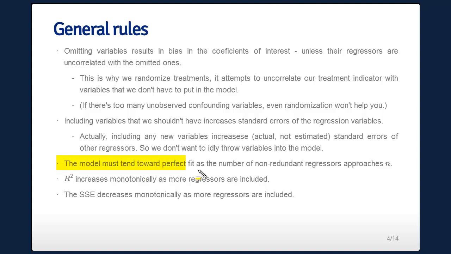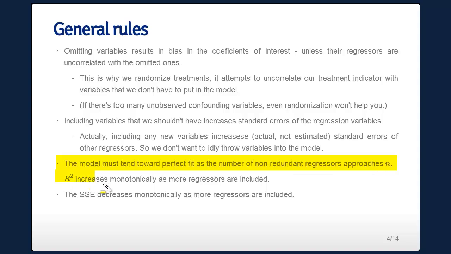So another thing is the model always tends towards perfect fit as the number of non-redundant regressors approaches n. By non-redundant, I mean the model doesn't do anything more if you include x and 2x and 4x, right? Those are all just the same variable with a different multiplier. But if you have a response y and there's 20 measurements, and you include 20 regressors that are just simulated random noise, then you will achieve perfect fit, even though those regressors have nothing to do with y.